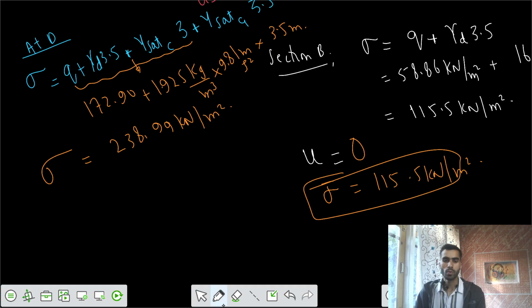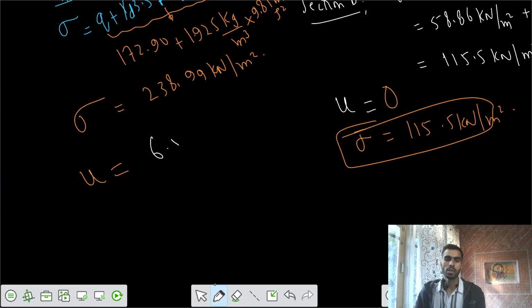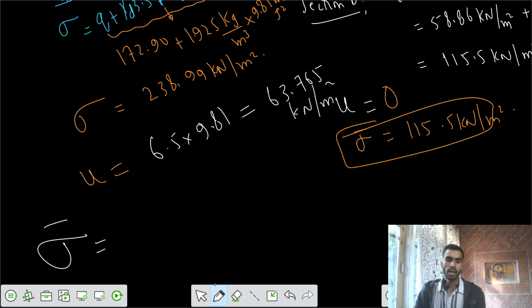After that, what is the pore water pressure at that point D? Let's insert the piezometer at the point D. You would see what the rise of the water is. I would say the rise of the water would be up to the level of the groundwater table. So the elevation difference is 3 plus 3.5, that is 6.5, so 6.5 gamma W. That's your pore water pressure at that point, 63.675 kilonewton per meter square. So finally, your effective stress at the point D would be sigma minus U, the difference of the two. That's 175.22 kilonewton per meter square.